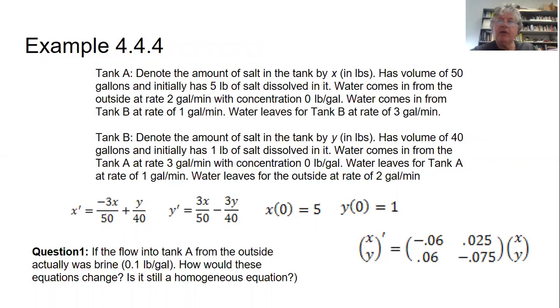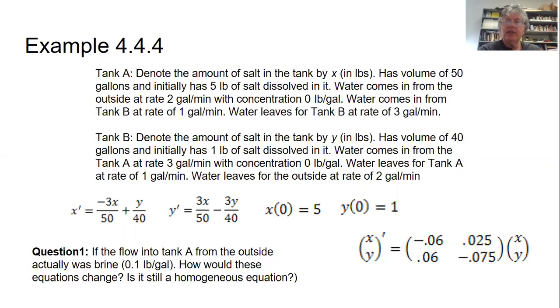So let's have a look at example 4.4.4, which is around page 166 of the text. I couldn't get the picture to copy correctly, so there's a description of how the flow is determined. And we see that in each tank, we have 3 gallons per minute coming in and 3 gallons per minute going out.